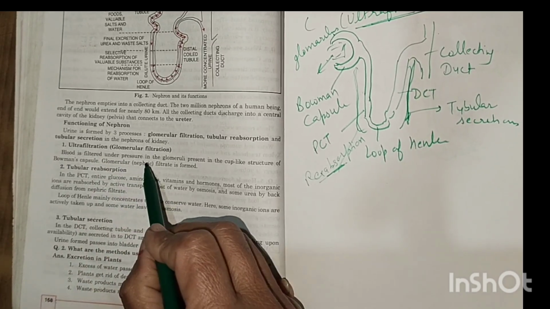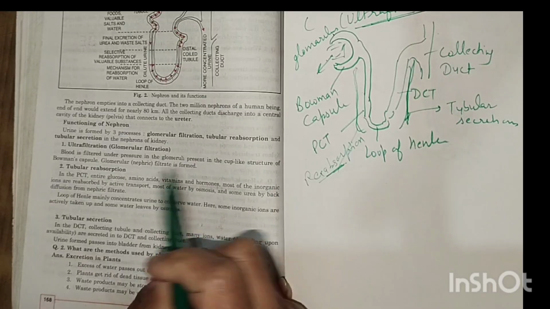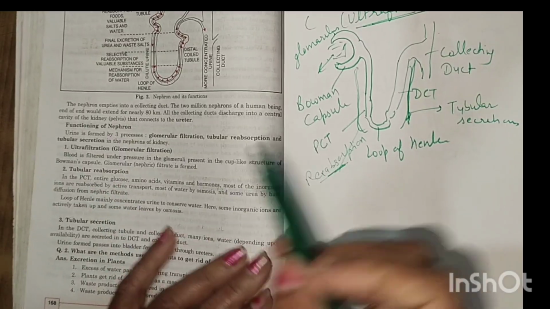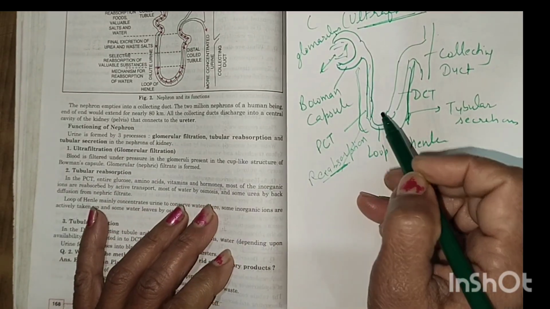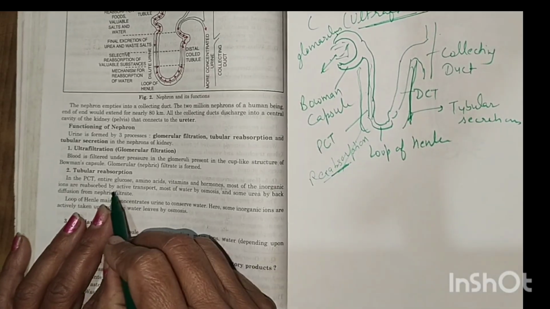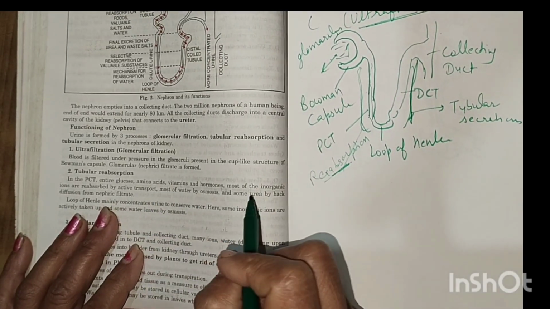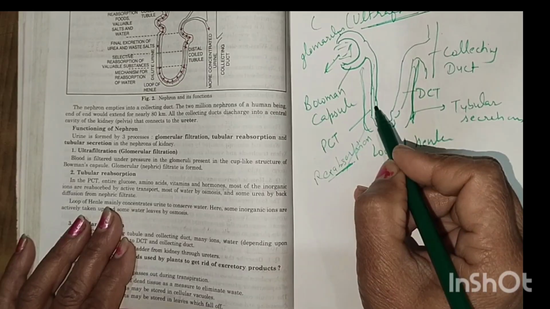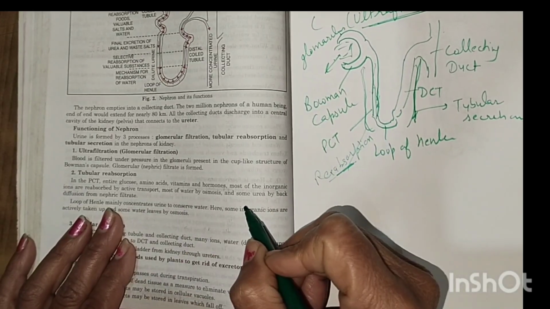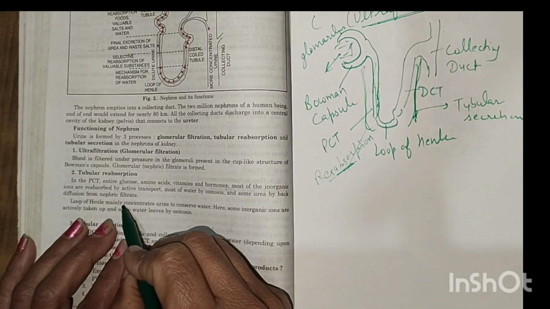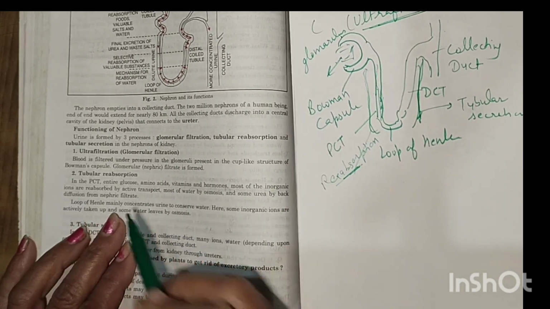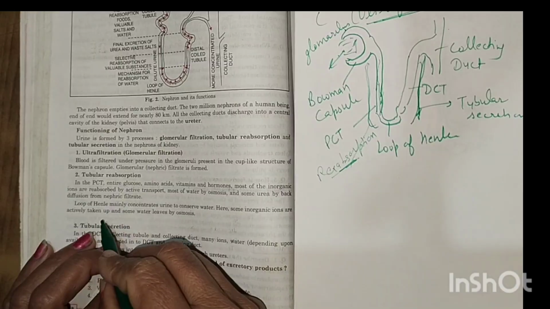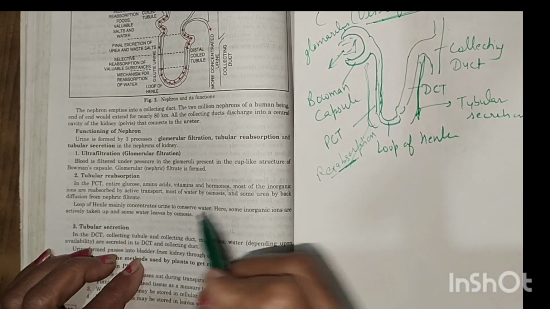Ultrafiltration. Blood is filtered under pressure in the glomerulus present in the cup-like structure of the Bowman capsule. Glomerular filtrate is formed. Tubular reabsorption. In the PCT, or proximal convoluted tubules, entire glucose, amino acids, vitamins, minerals, hormones, most of the inorganic ions are reabsorbed by active transport. Most of the water by osmosis and some urea by back diffusion from the nephric filtrate. Loop of Henle mainly concentrates urine to conserve water. Here some inorganic ions are actively taken up and some water leaves by osmosis.